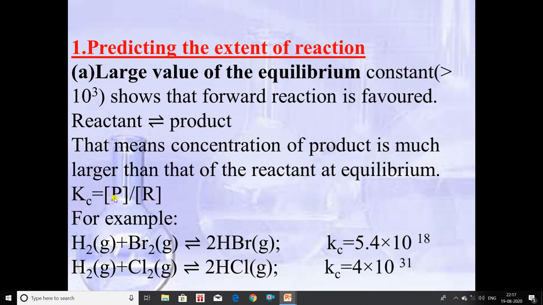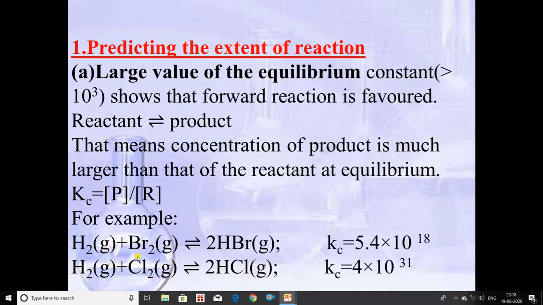Now product is in the numerator. If the value of product is more, that means the value in the numerator is more and in the denominator is less. So the value of Kc will be high. So if the value of Kc is high, that means the reaction is in forward direction. So reactants will convert into product and the reaction will be in forward direction.